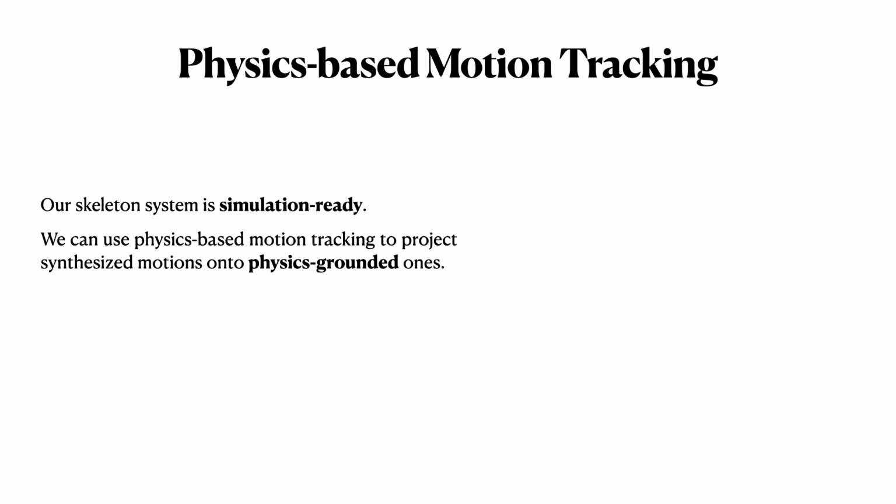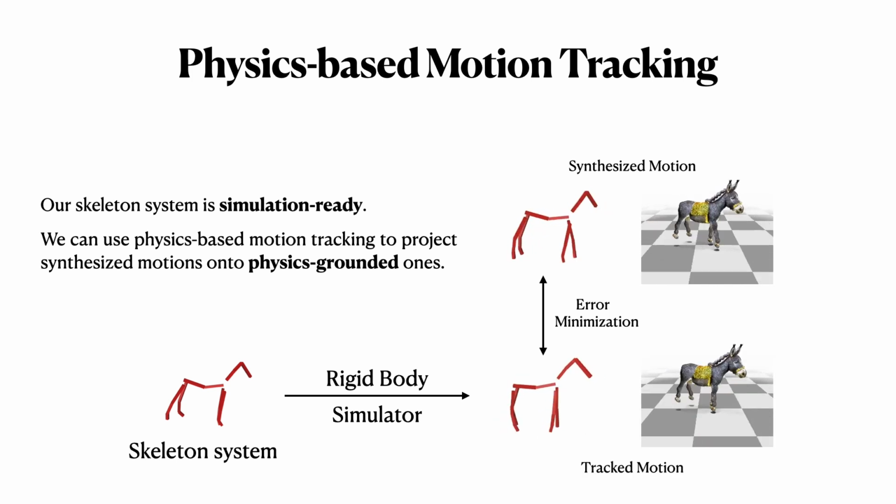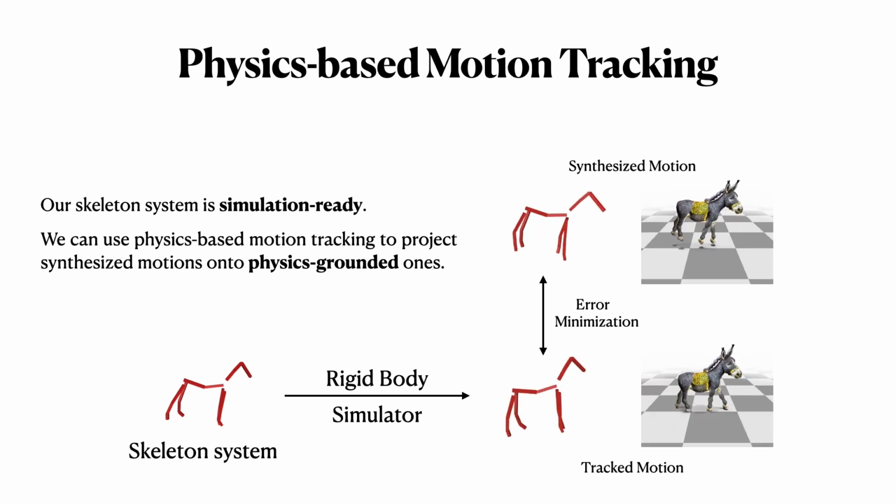We can use physics-based motion tracking to project synthesized motions onto physics-grounded ones. Specifically, the skeleton system can be directly simulated using a rigid body simulator with active joint controls. The simulated sequence is matched to the synthesized motion, ensuring that the tracked motion is physically achievable while retaining the style of the synthesized motion.